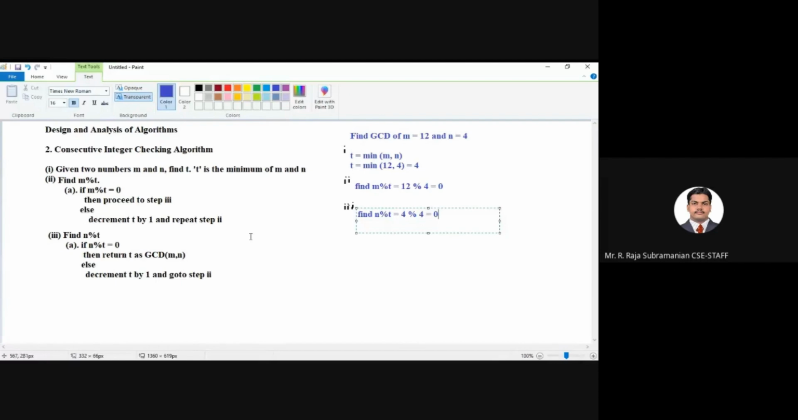Now that this is also satisfied, what is the GCD? I should return t as the GCD. Hence the GCD of 12 comma 4 will be equal to 4. This is a very small problem. We don't use these kinds of examples here. So now the process is clear, right?